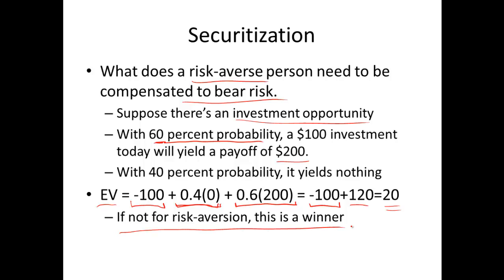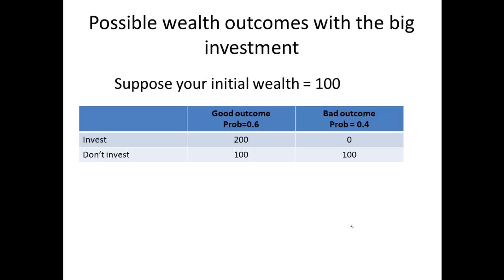Now in this class, we don't worry about the time value of money, so you could just think about these dollars all occurring at the same time. So this looks like a winner, again, if not for risk aversion. Now let's put this into our little framework and think about the possible wealth outcomes with the big investment. We need some assumption about initial wealth. Let's suppose the initial wealth is 100.